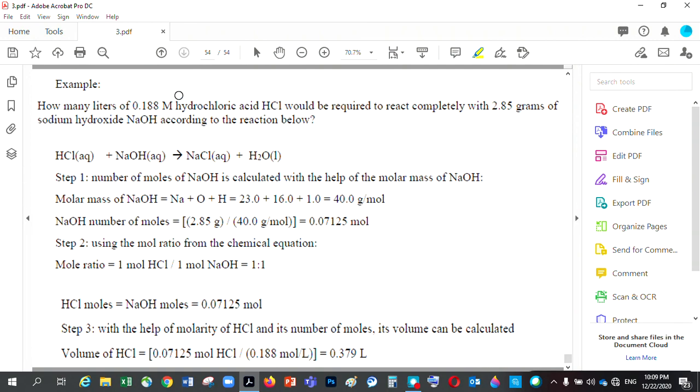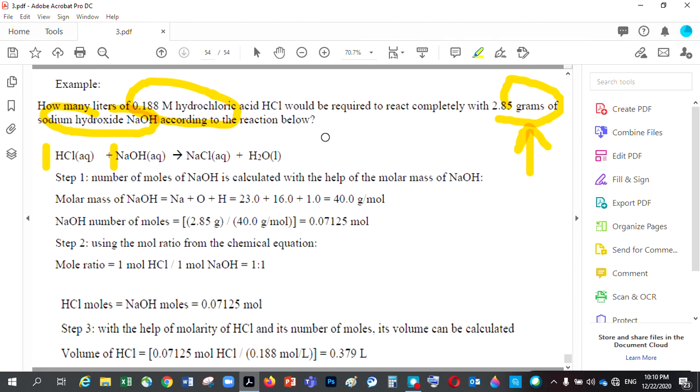How many liters of hydrochloric acid would be required to react completely with 2.85 grams of sodium hydroxide? According to the reaction, 1 mole of HCl reacts with 1 mole of sodium hydroxide, a 1-to-1 mole ratio. Now, for the molarity calculations, I have to get rid of the grams. They will not help me. I have to go to moles and the mole ratio, because in the equation there's no gram to gram, it's mole to mole.